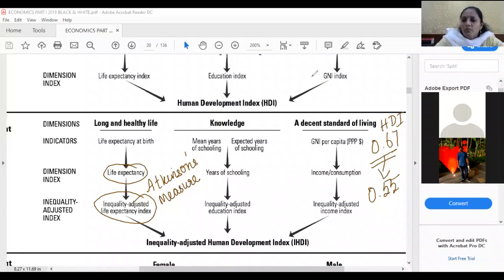The technical part of explaining how we are adjusting is not required. It is given as a technical appendix in the Human Development Report. If you want, you can go and look at it. That is not required for our examination purpose.